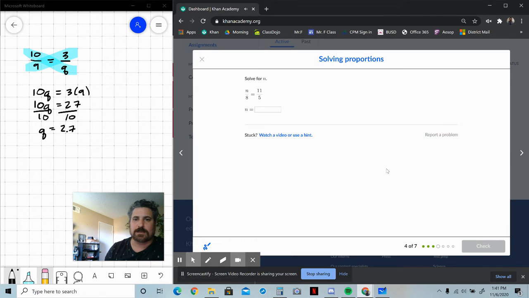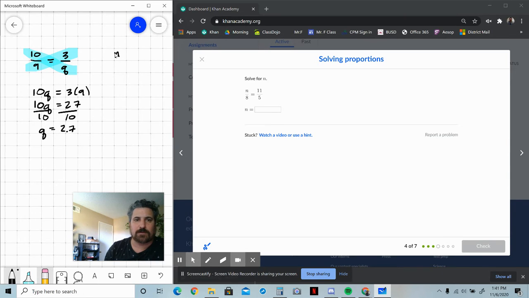The next one is n over 8 is equal to 11 over 5. Once again, I don't see any relationships that are very easy to work with here. So if you don't see a relationship, just do the cross product. That's it. What are you going to get? You're going to get 5 times n is equal to 8 times 11. Are any of these numbers compatible? Not really. So then you're just going to do 5n is equal to 88.